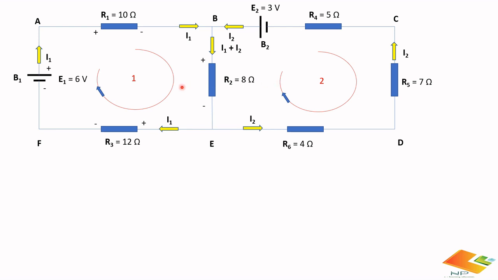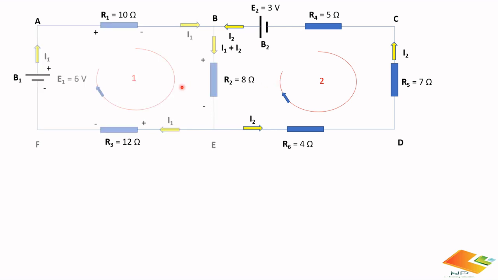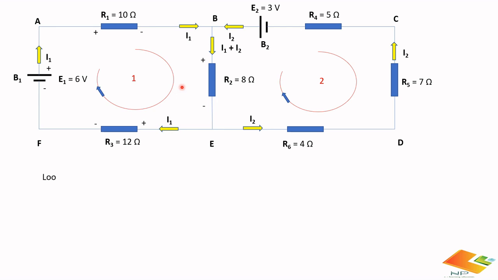First of all, we are taking the loop A, B, E, F, A. Now current I1 flows through the resistor R1 from A to B. We also go from A to B, because we have taken the loop direction as clockwise. So the voltage drop I1 R1 is treated as negative.